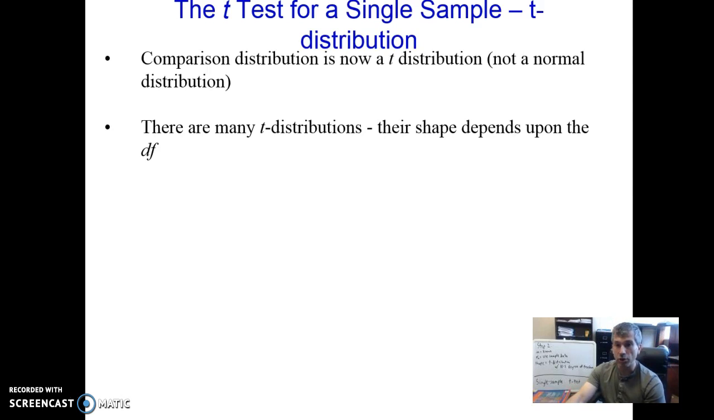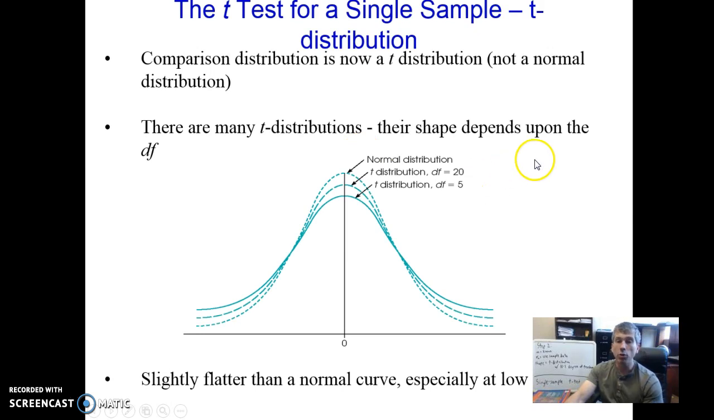Some things about t-distributions, they still are symmetrical, unimodal. They look pretty similar to a normal distribution, but they don't have exactly the same proportions. Specifically, the fewer people you measure, the smaller your sample size gets, the flatter that curve gets. So let's see what this looks like. Basically, there's not just one t-distribution like one normal curve. There's a different t-distribution for each possible degrees of freedom. So here's what some curves look like.